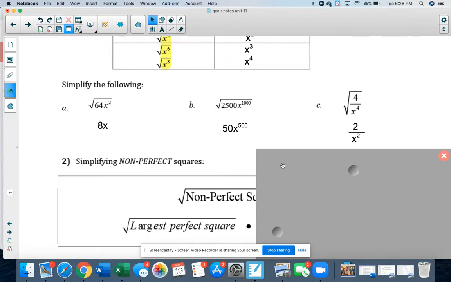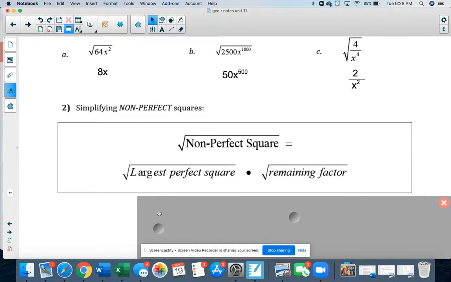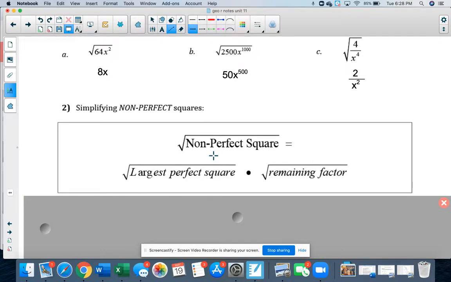Now, if the number's a perfect square or an even exponent, it's nice and easy to deal with. But most of our problems will not be perfect squares. Our problems are going to be non-perfect squares. So the way you deal with a non-perfect square is you divide it up into the largest perfect square that you have, and also the remaining factor. So we're going to show you what that looks like on the other page.